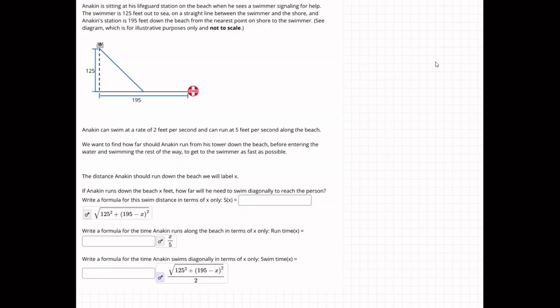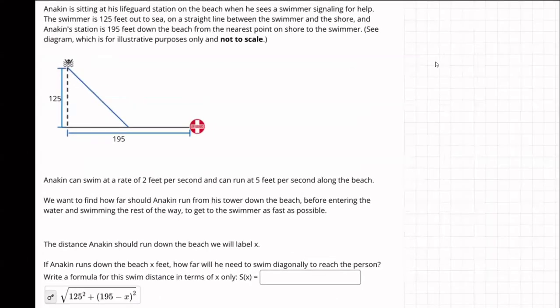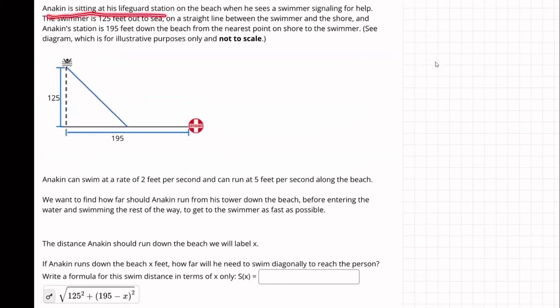Anakin, I guess it's a random name, Star Wars guy. Anakin is sitting at his lifeguard station on the beach. Maybe it's Tatooine or whatever that Star Wars place was, when he sees a swimmer signaling for help. The swimmer is 125 feet out to sea.